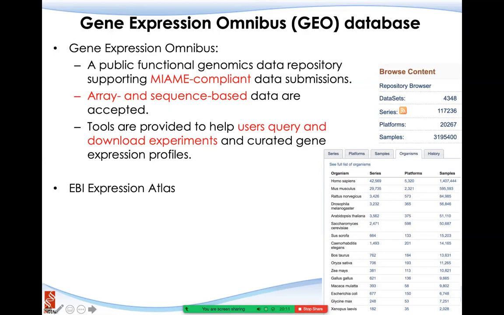There is another similar resource, called the EBI Expression Atlas database. It's very similar to GEO, but that is mostly on the European side. In most cases, for the major publications, when you publish RNA sequencing data, they will request you to put your raw data and the processed data into some public repository, and GEO is one of the go-to places that most people will select.